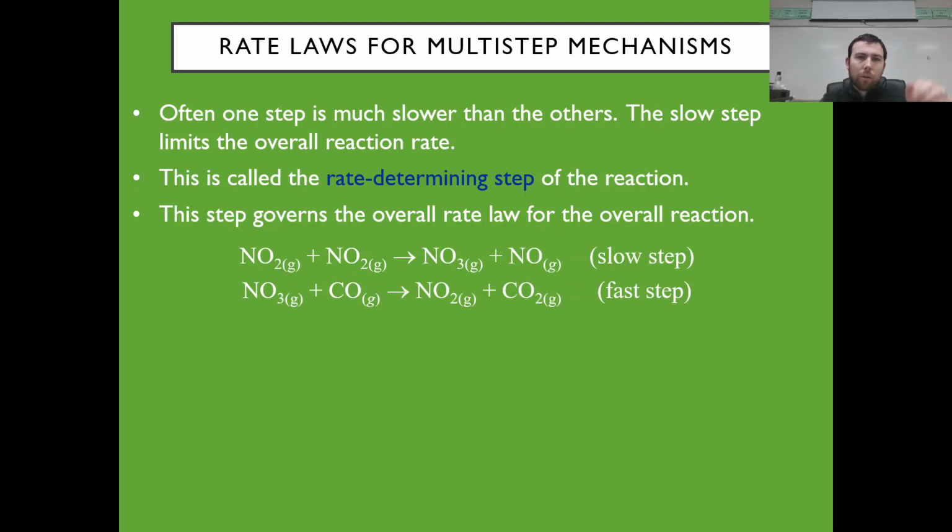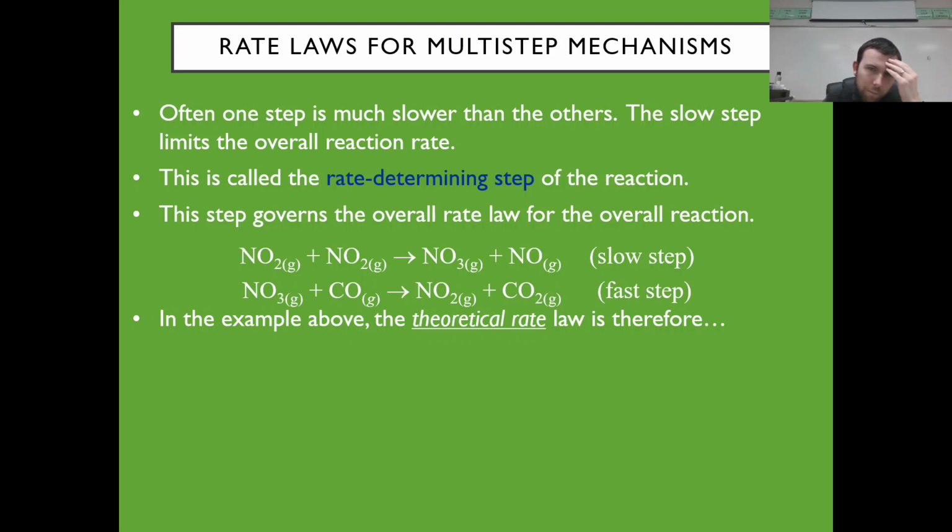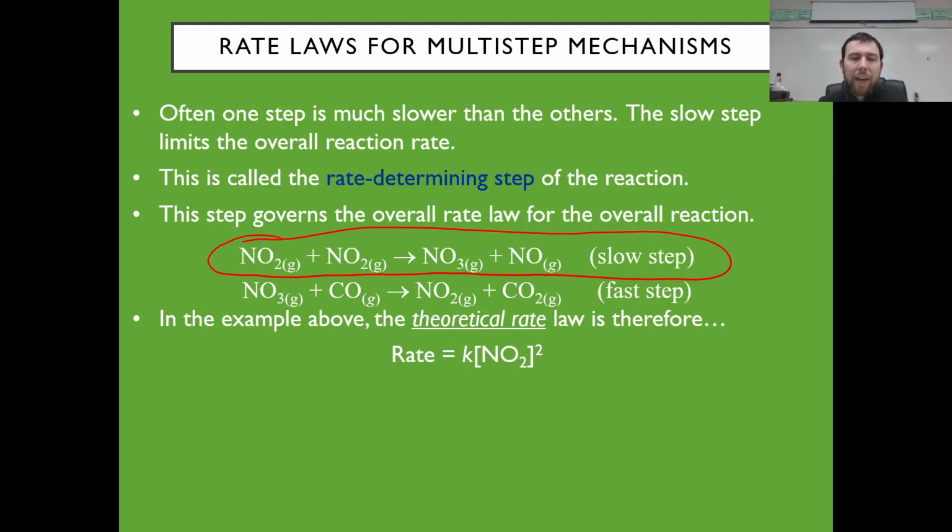We know that the steps govern the overall rate law for the overall reaction. Now, let's revisit our example from the previous section. We had the reaction of nitrogen dioxide and carbon monoxide to make nitrogen monoxide and carbon dioxide, right? In this example, we had our slow and our fast step. Because those are two elementary steps, our rate law would be based on our slow step, our rate determining step. And so our rate law would be rate equals k times [NO2] squared.